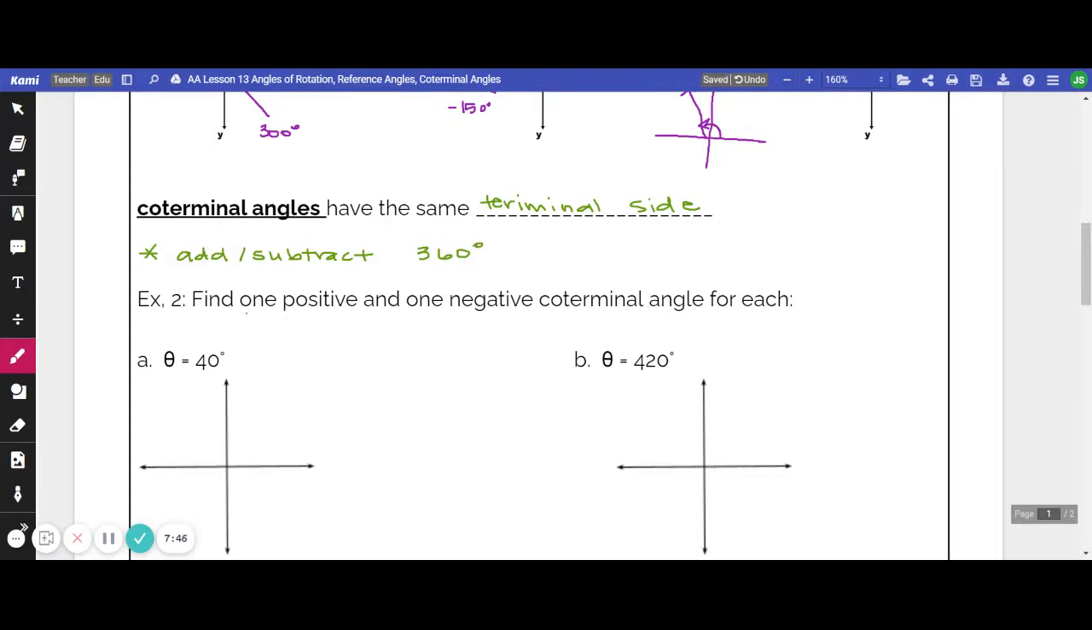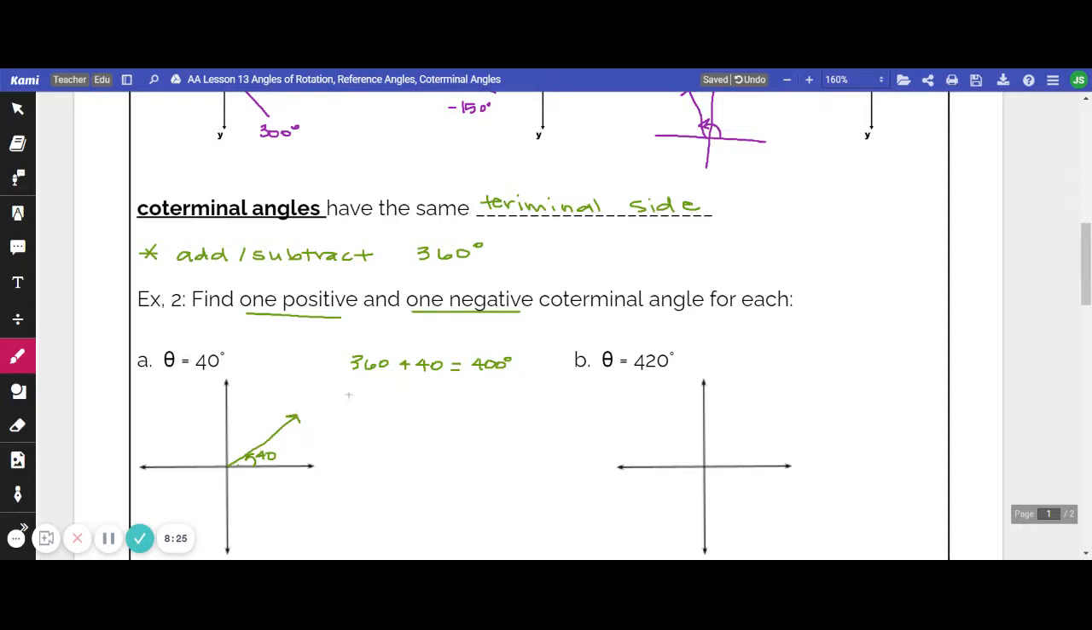So example 2, we're supposed to find one positive and one negative coterminal angle. So 40 degrees is about right there. To find a positive, I could go all the way around once, that's 360. So all the way around once would be 360, and then go another 40. So we're going to add 40, and that would be 400 degrees. So 40 degrees and 400 degrees are at the same spot on the graph.